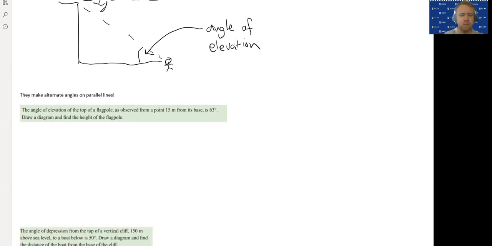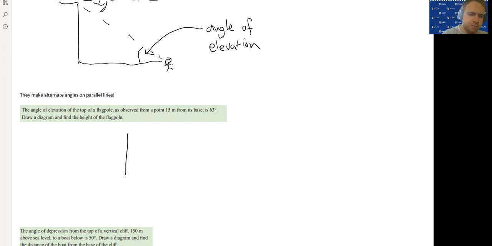Okay, so here we have: the angle of elevation of the top of a flagpole as observed from a point 15 meters from its base is 63 degrees. Draw a diagram and find the height of the flagpole. Okay, so we've got a flagpole here. We don't need to draw the flag or anything. We can just draw the pole.